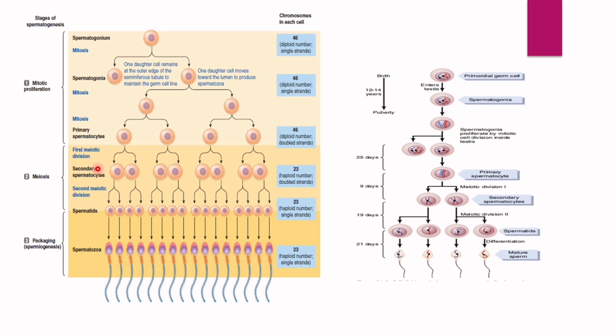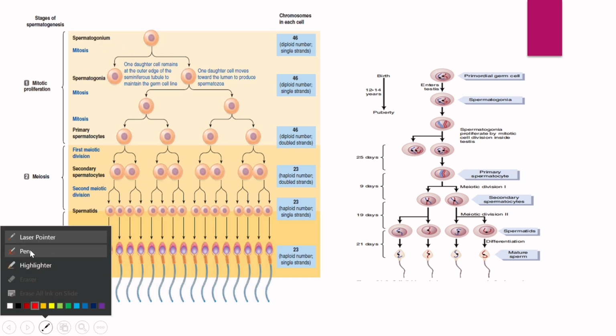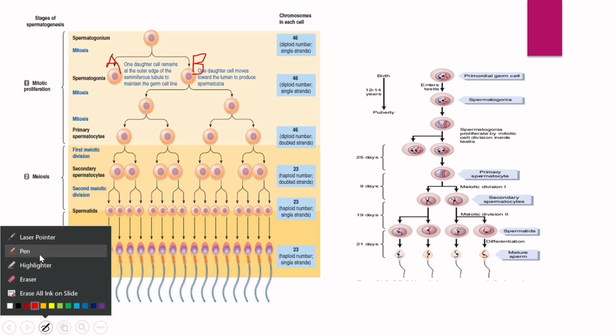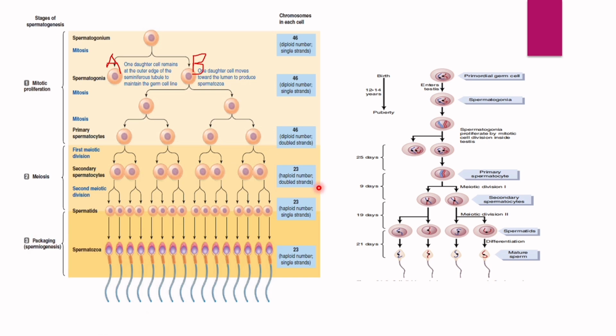One will remain behind, which we call the spermatogonium A. It will remain in the seminiferous tubule for later use. Then the B1 will further divide and move closer to the luminal compartment. We say that this process happens at the base of the seminiferous tubule.